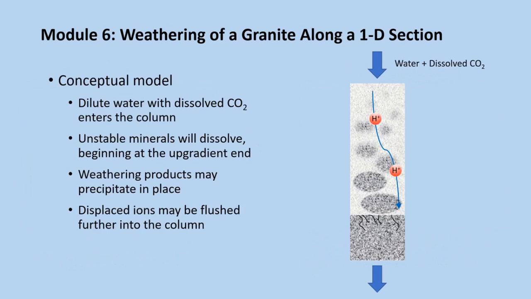So let's set up a conceptual model for the weathering of a section of granite, perhaps a column associated with a fracture, if you like. This would include dilute water containing dissolved carbon dioxide entering the column at one end. As the percolation front advances, unstable minerals will dissolve. The weathering products from these dissolution reactions may precipitate in place. In the meantime, displaced ions may be flushed further into the column. As this whole process proceeds, we would expect that the column is gradually transformed from one end to the other.